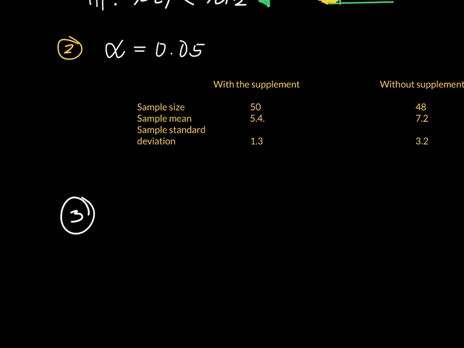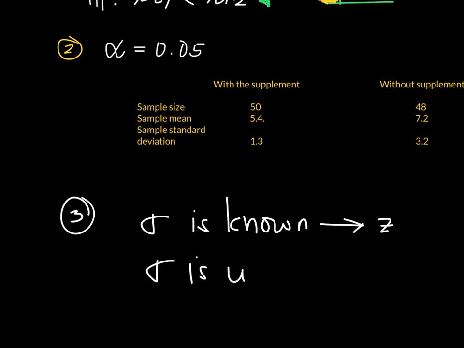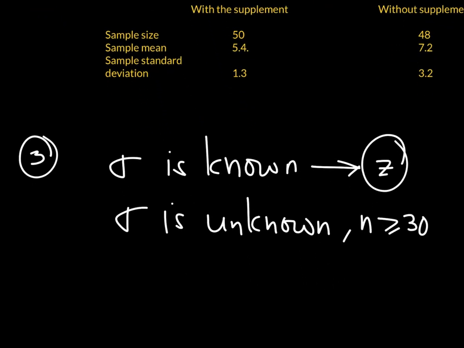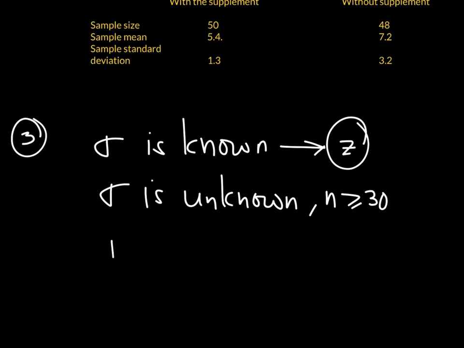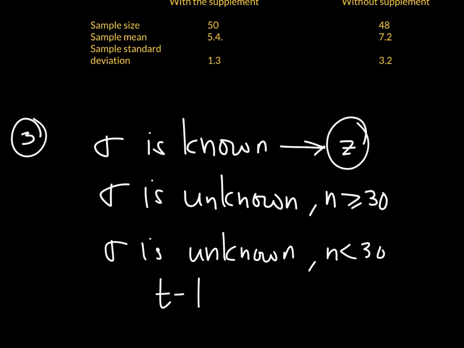To know the type of test, we need to check whether sigma is known. If the sigma is known, we use the z. If sigma is unknown but n is greater than or equal to 30, we still use the z. However, if sigma is unknown but the n is less than 30, then we have to use the t-test.